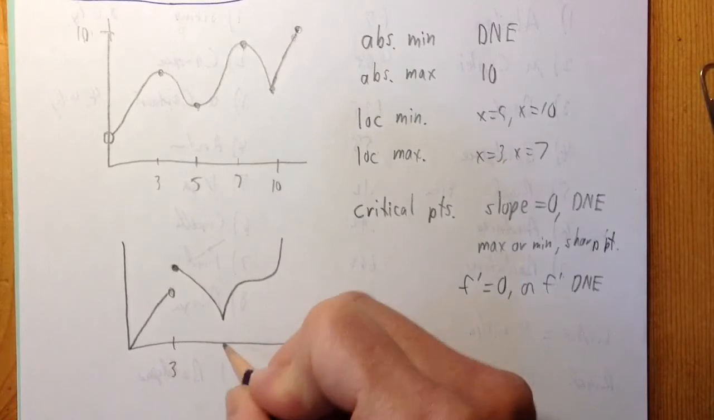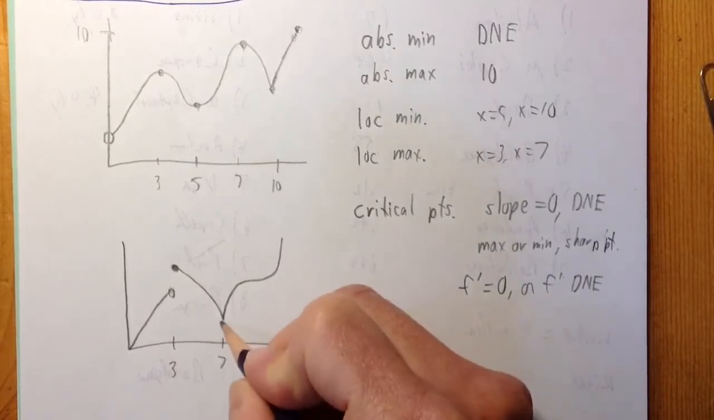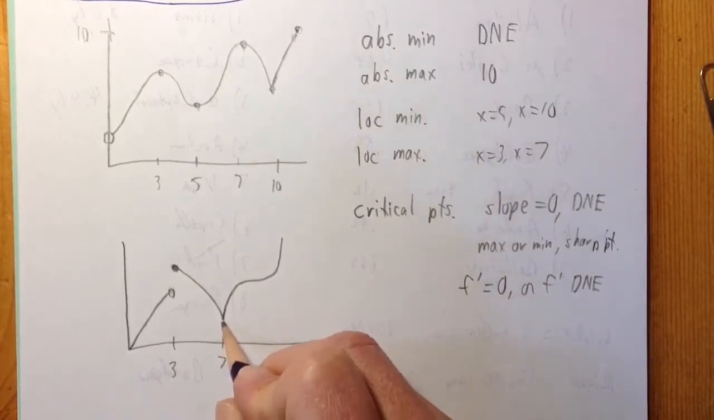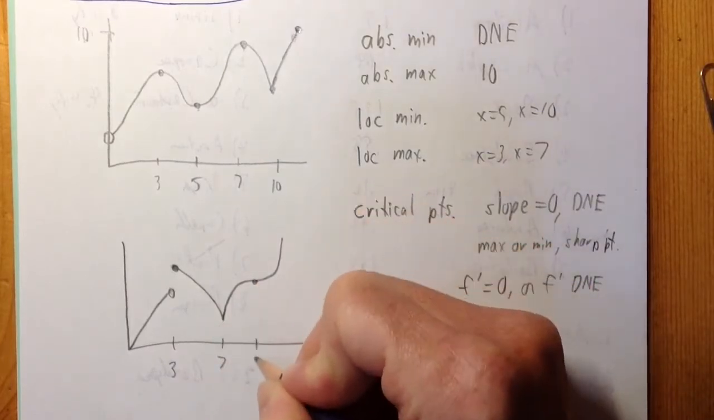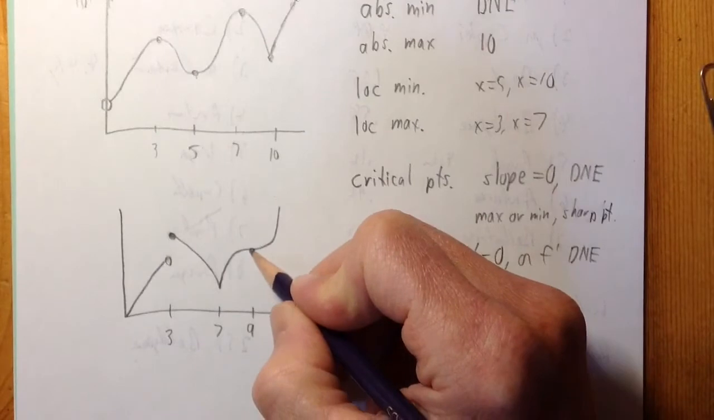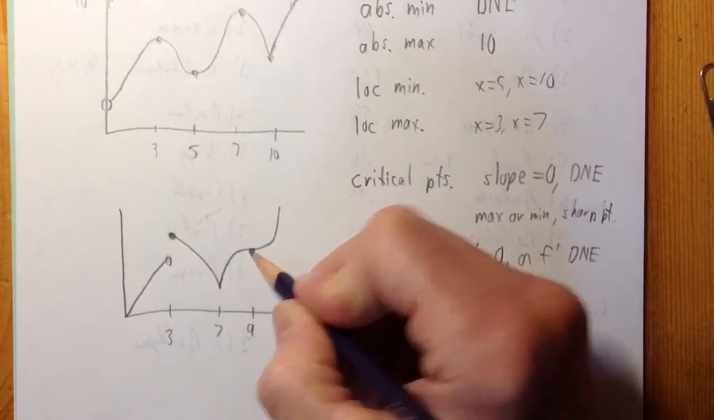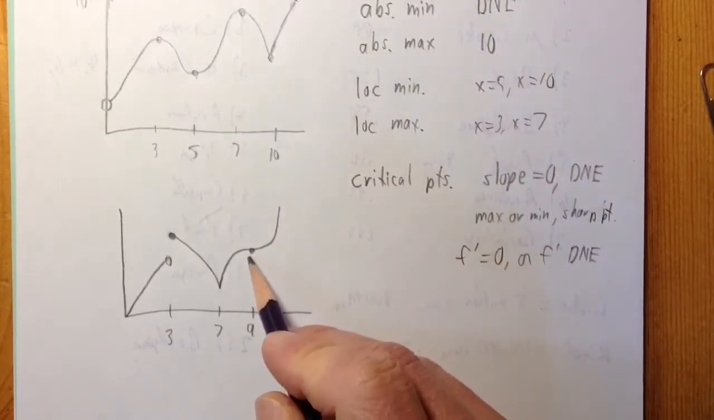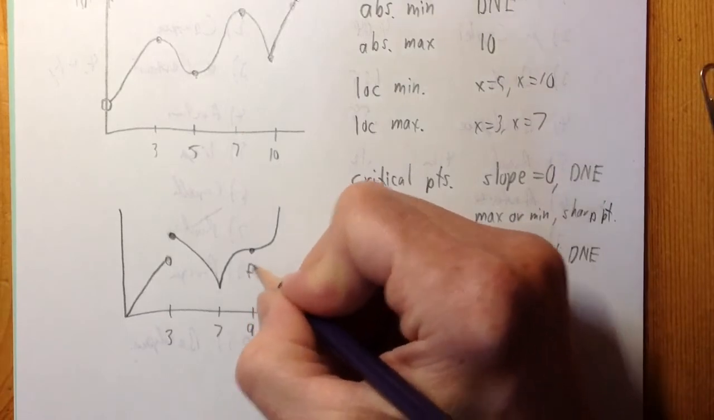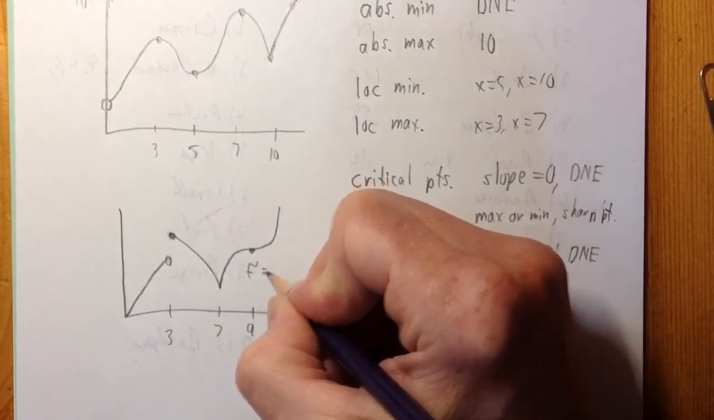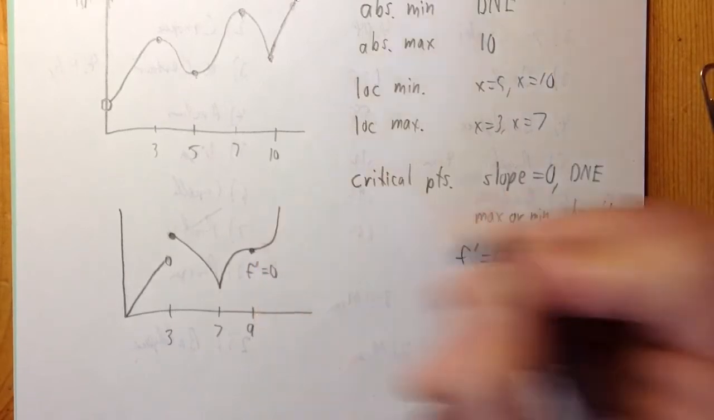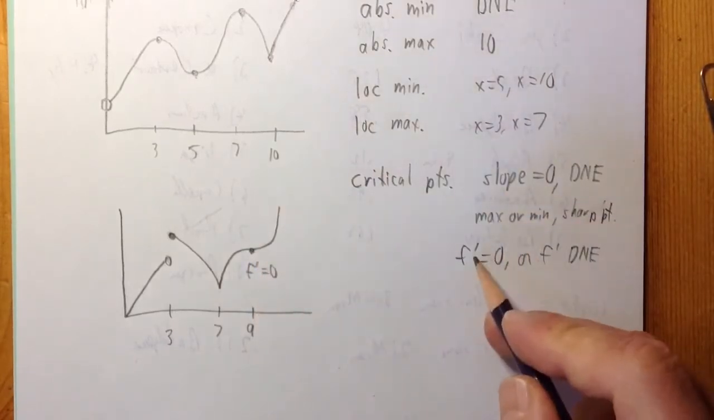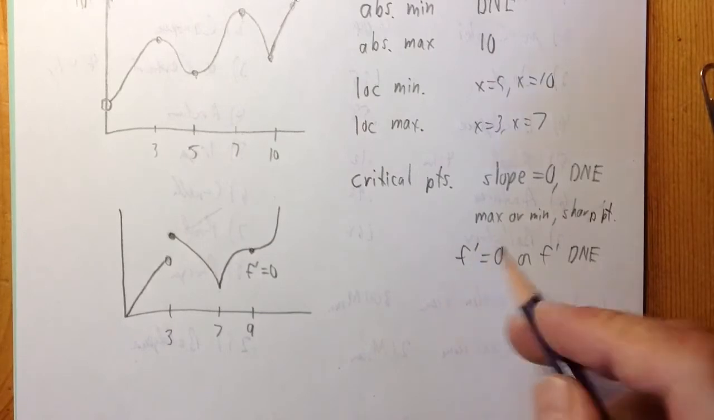Let's say that's 3. And let's say this is 7. That's a critical point. The derivative does not exist. It's a sharp point. Right here, let's say that's at 9. There, the derivative is 0. So that's a critical point, but it's not a maximum or minimum. Here the derivative is 0 because it's flat, but it's not a max or min. So you've got to be really careful. Just because the derivative is 0 doesn't make it a max or min.